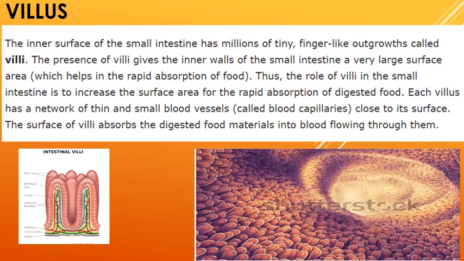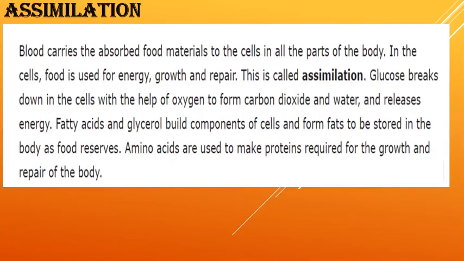Each villus has a network of thin and small blood vessels called blood capillaries close to its surface. The surface of villi absorbs the digested food materials into blood flowing through them. Let's discuss the process of assimilation. Blood carries the absorbed food materials to the cells in all the parts of the body. In the cells, food is used for energy, growth, and repair. This process is called assimilation.